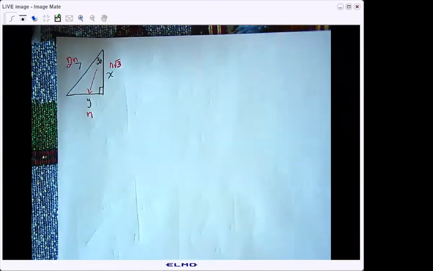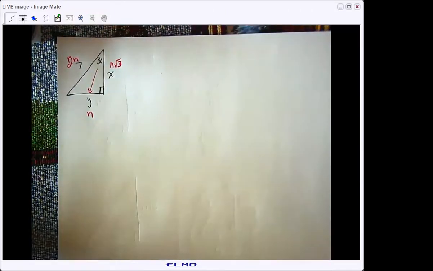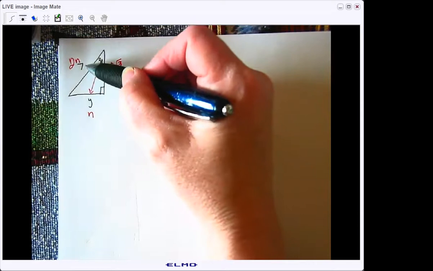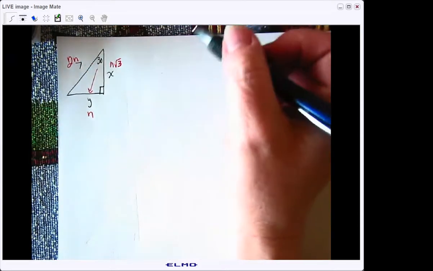Now, notice that this root is in a different place than the root last week was. So try not to get those confused. Our assignment number 4, we do both at the same time. So that's when it could be a little more confusing, but this is all the same thing, just 30, 60, 90 triangles. Okay, so am I going to take 7 and multiply it by 2 or divide by 2 to get n?